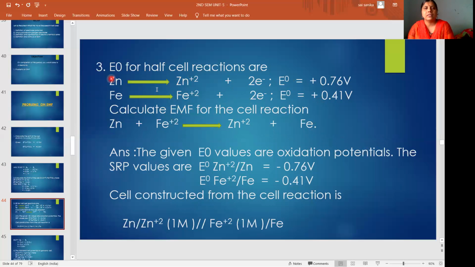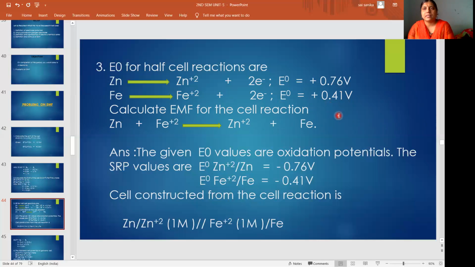So if you see here, these two reactions are which reactions? Oxidation reactions. Zn gives rise to Zn2+ plus 2 electrons. So what is happening here? Electrons are being lost, and losing of electrons is called oxidation. So here also Fe loses 2 electrons and converts into Fe2+, so here also oxidation. So what potentials are given here? Oxidation potentials. This is the oxidation potential of zinc and this is the oxidation potential of iron.